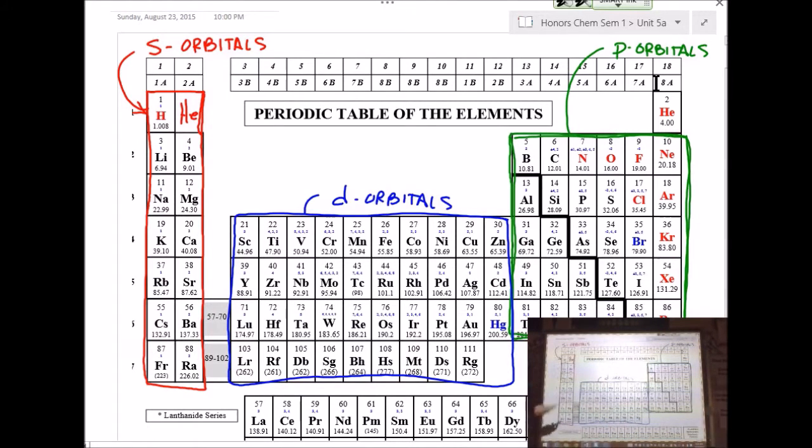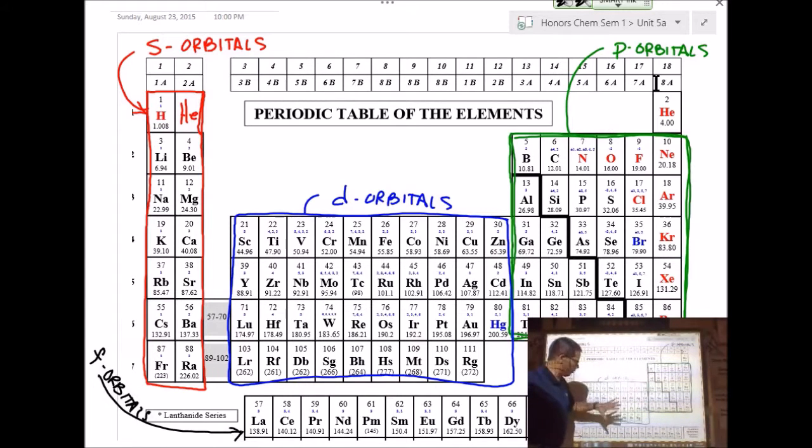I am only limited to 4 colors here since I'm not using the smartboard, or I'm sorry, the notebook. The 2 rows on the bottom, those are your F orbitals, which we will do very little with. I'll never test you on the F orbitals. So again, S orbitals, P orbitals, D orbitals, and the bottom 2 rows are your F orbitals.